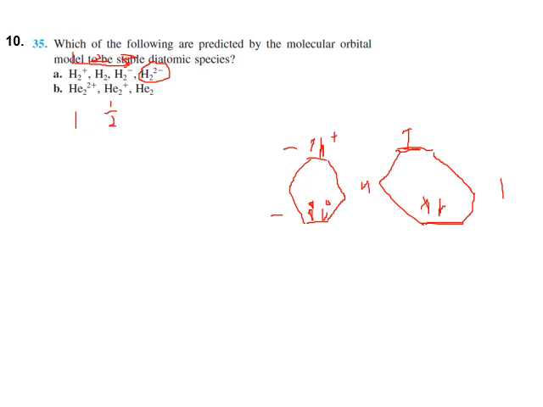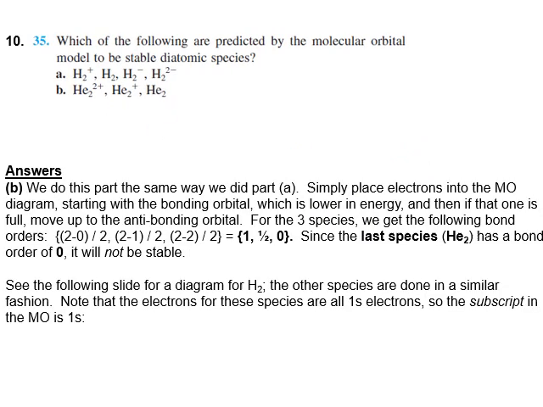But when you have He2, you would have 2 on one side and 2 on the other side. That's 4. So 2 on the bottom and 2 on the top. When you do the bond order, you get 2 minus 2 is 0, and then 0 divided by 2 is 0. So this bond order here, like the one directly above it, the H2 2 minus, is 0. So it is not stable. So this one will not be stable. The other ones all will be. Next slide.